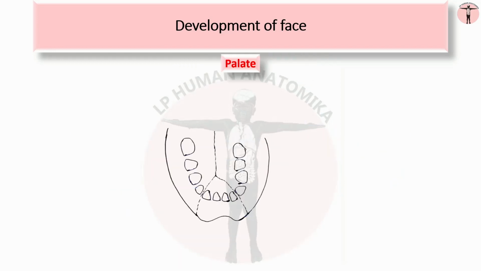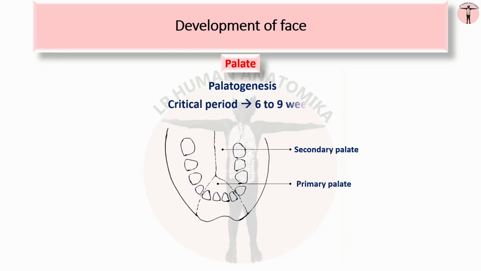Coming to the development of the palate. The palate develops from two primordia, the primary palate and the secondary palate. Development of palate is called palatogenesis, which begins in the 6th week and is completed by the 12th week. The critical period of development of the palate is from the end of the 6th week to the beginning of the 9th week.